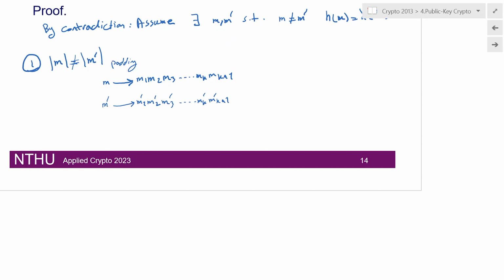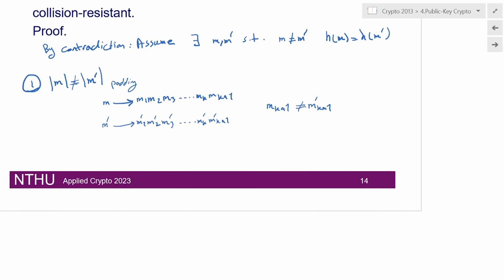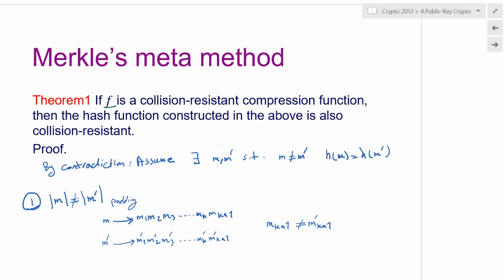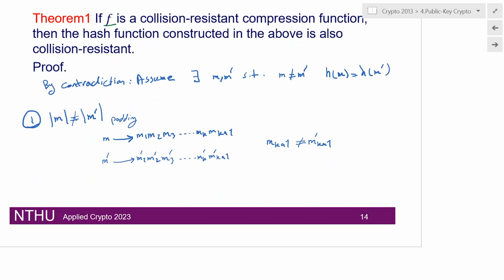When the lengths of these two messages are not the same, no matter whether the other blocks are equal or not, we know that at the last block we add the length of the message and we add padding. So for sure mk plus 1 is not equal to m prime k plus 1, right? Why is it so? Because in the previous page, we said that in the last block we store the length of the input message and add enough padding. We know that the length of m is not equal to the length of m prime, so these for sure should not be equal.